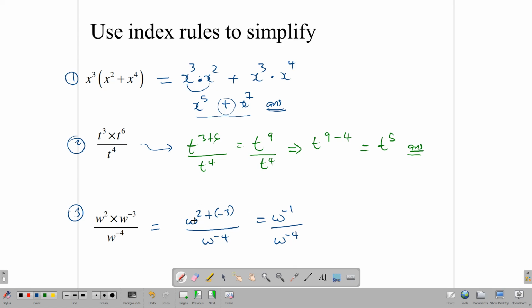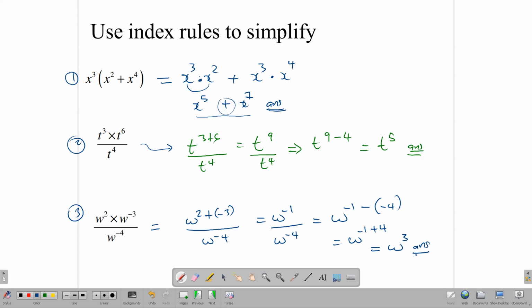Now that we have completed the numerator, this is now a division. So it's w to the negative 1 divided by w to the negative 4. Remember, when you are dividing similar bases, you subtract the powers. So we have w to the negative 1 minus negative 4, and that results in w to the minus 1 plus 4, which gives us, for our answer, w to the third.